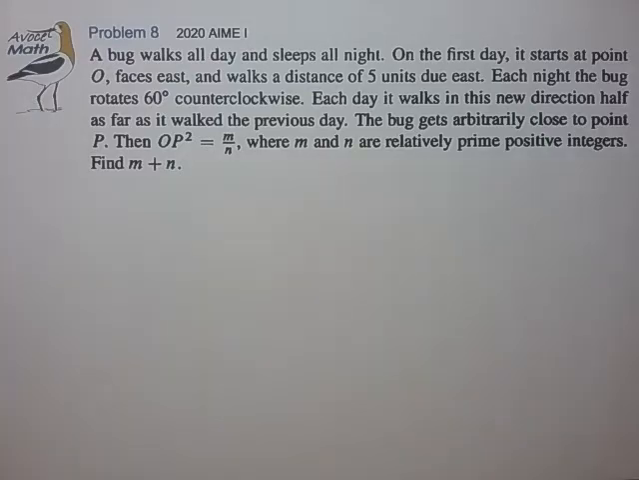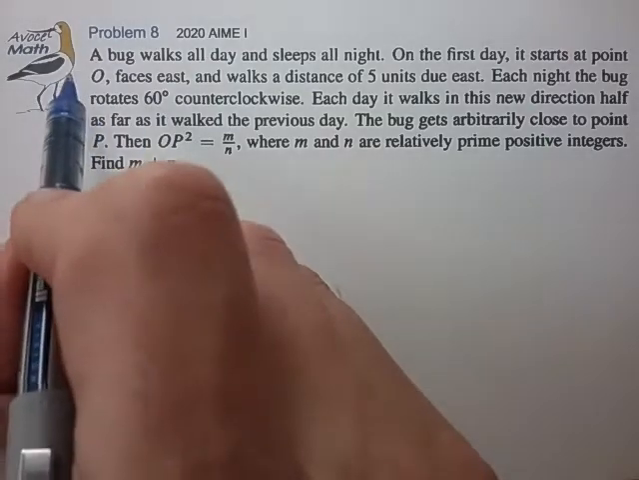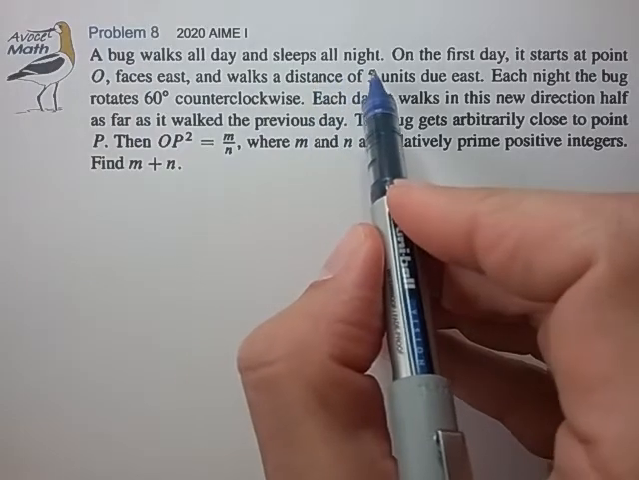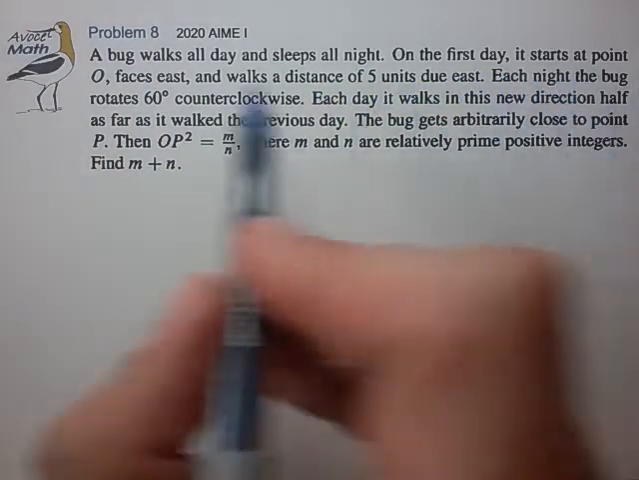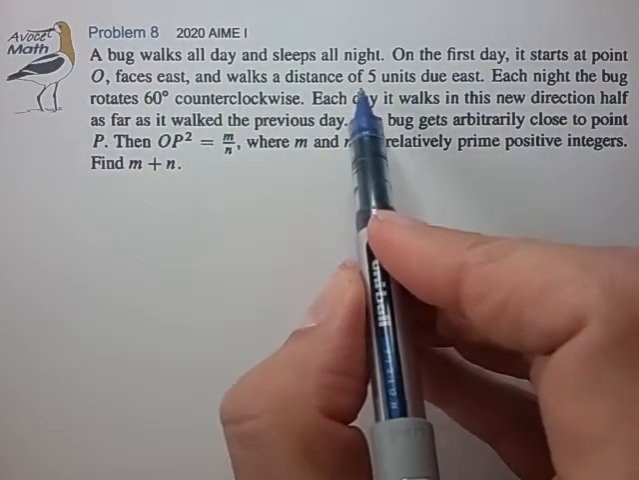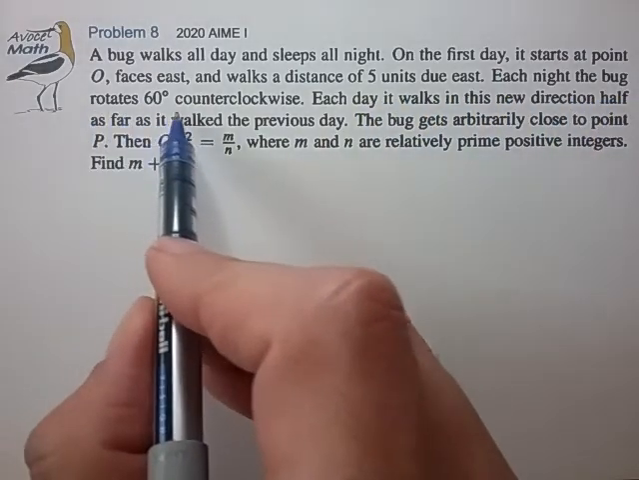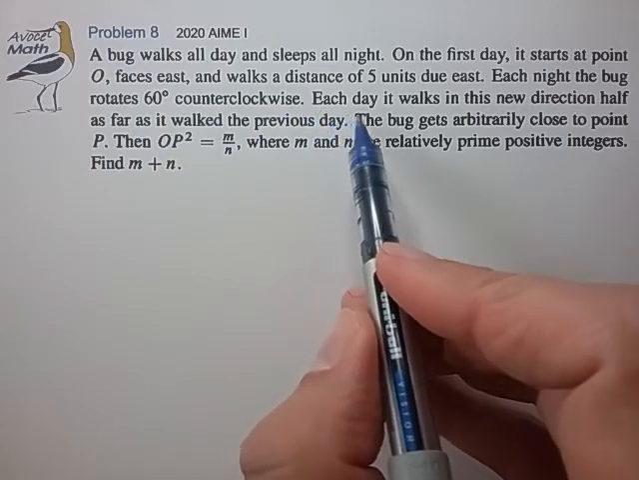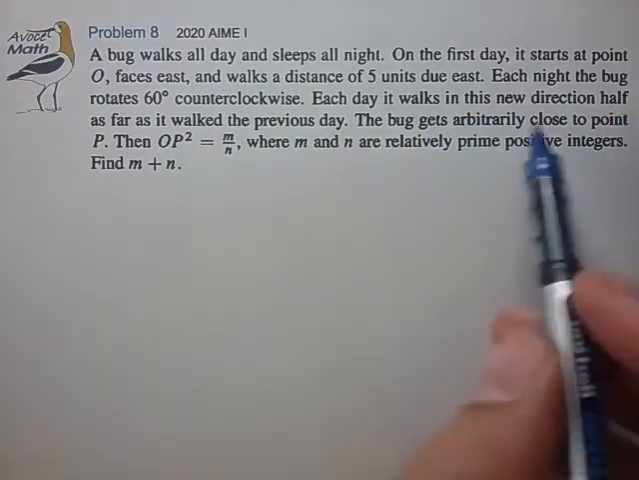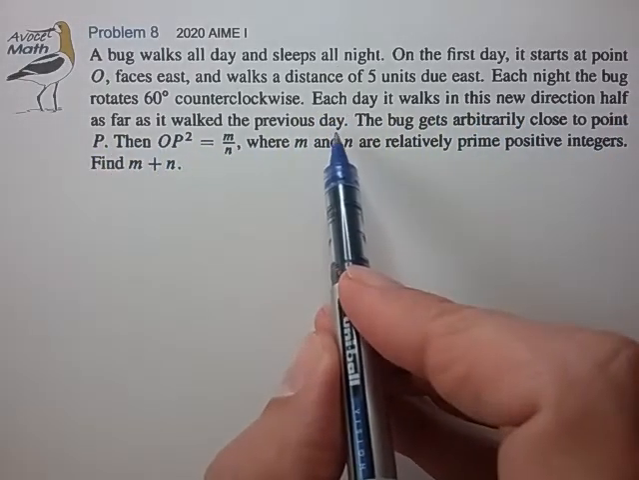Hi, this is problem 8 from the 2020 AIME 1. A bug walks all day and sleeps all night. On the first day, it starts at point O, faces east, and walks a distance of 5 units due east. Each night, the bug rotates 60 degrees counterclockwise, and each day it walks in this new direction half as far as it walked the previous day.